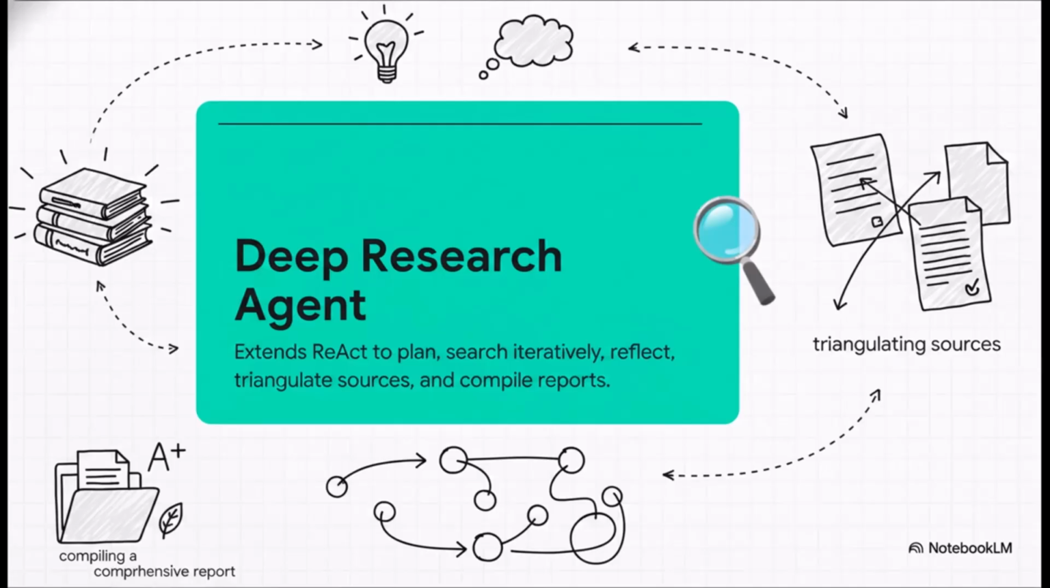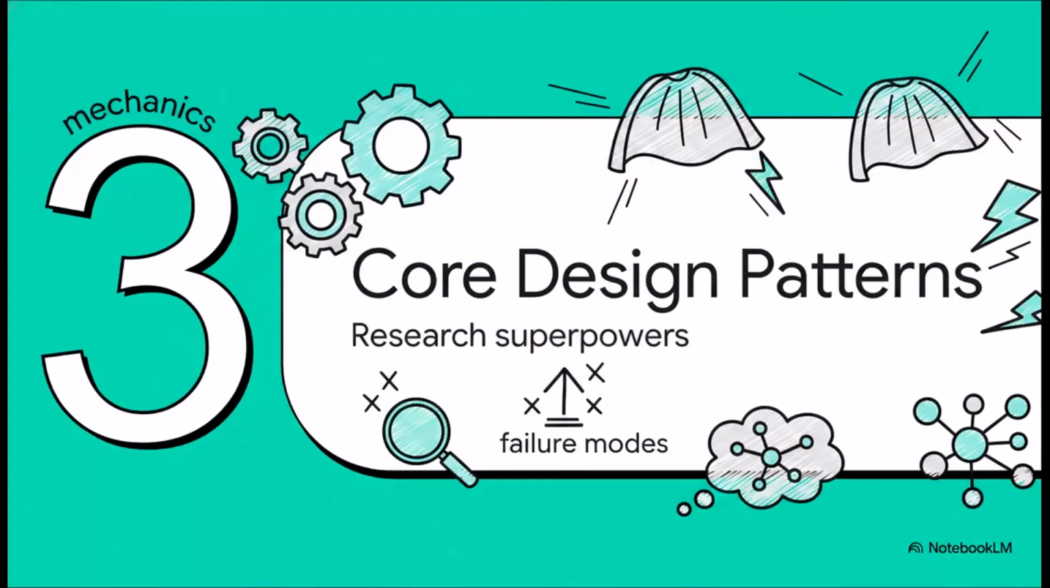The main takeaway here is that they are designed to produce a fully structured deliverable, complete with real citations, rather than just spitting out a quick paragraph. They are built for those open-ended scopes where accuracy matters way more than speed. Moving right along to part 3, the 5 core design patterns.